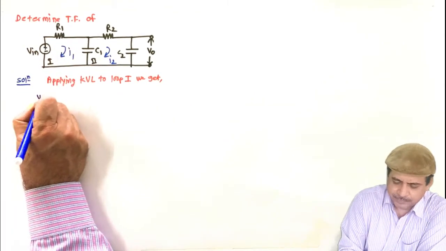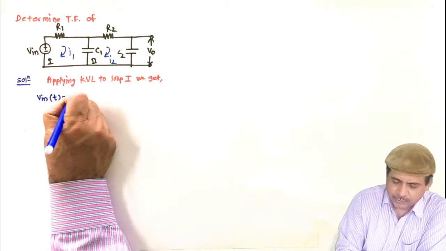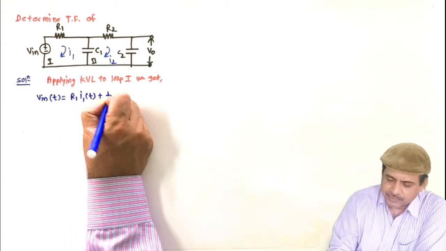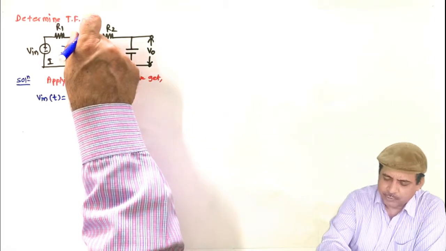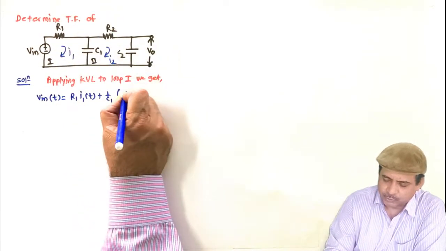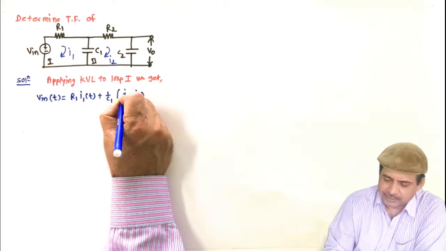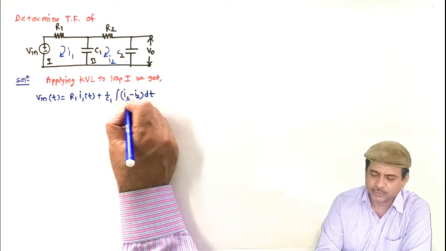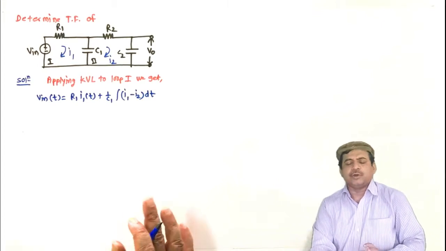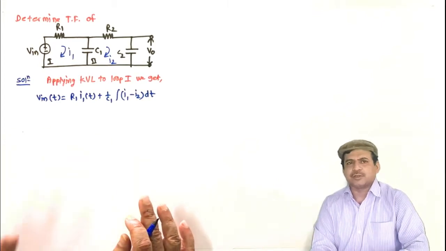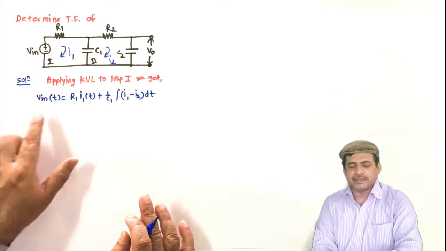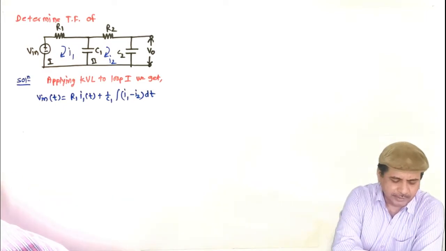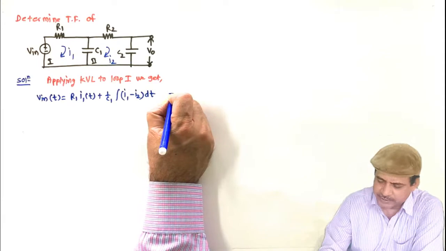V in of t is equal to R1 I1 of t plus 1 by C1 integration, the current flowing through this capacitor is I1 minus I2, I1 minus I2 dt. I1 and I2 are both functions of time, so it should actually be I1 of t minus I2 of t. But as all are variables of time, henceforth I will not mention V in of t, I will just mention V in. And let this be equation number 1.